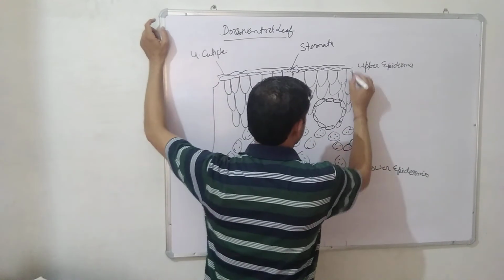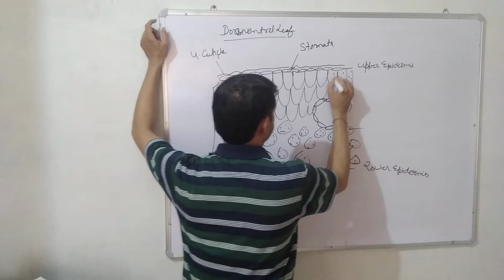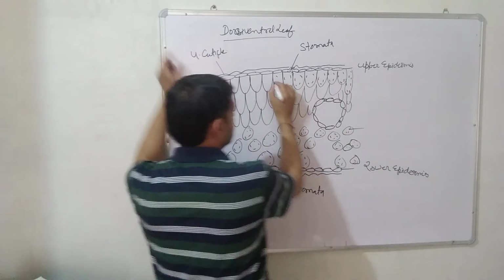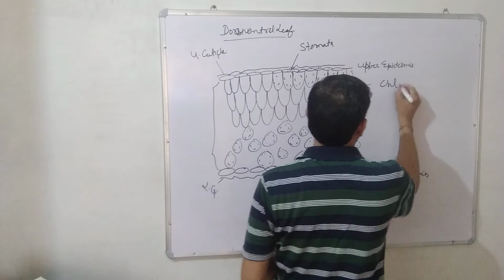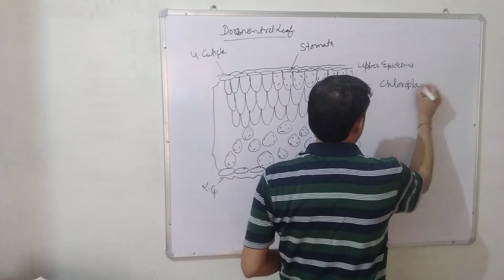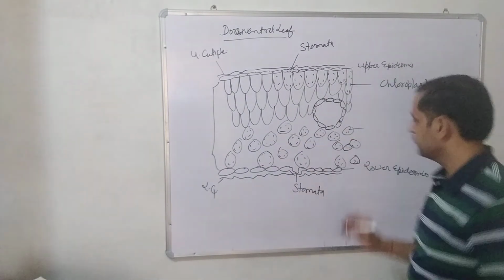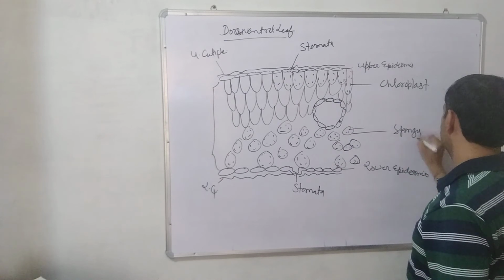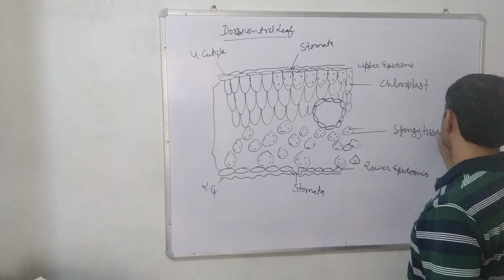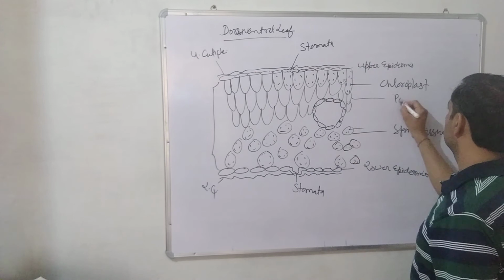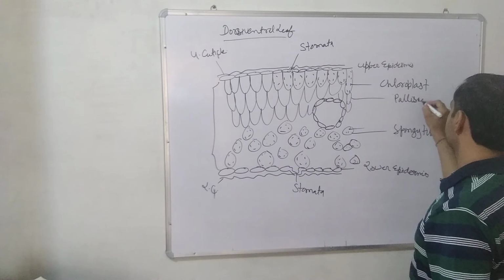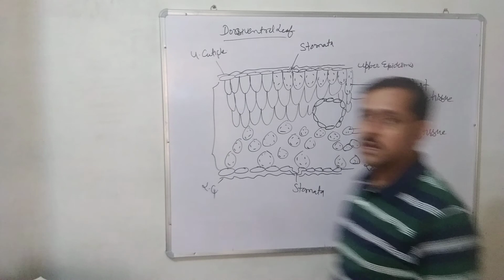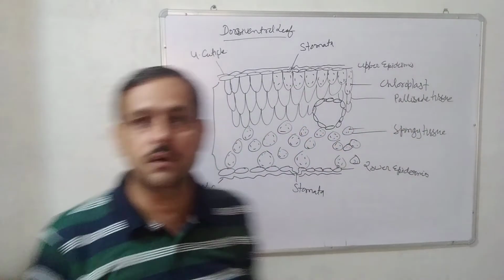These are the chloroplasts, these are the spongy tissue, and this is the palisade tissue. Okay, this is the structure of the dorsiventral leaf.